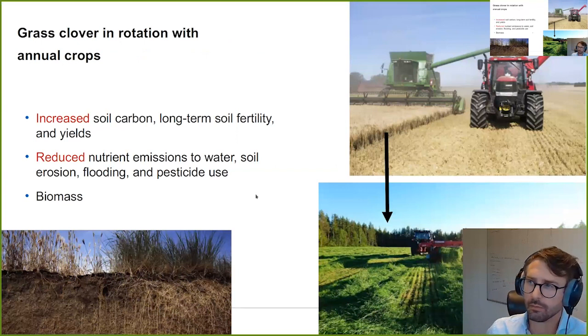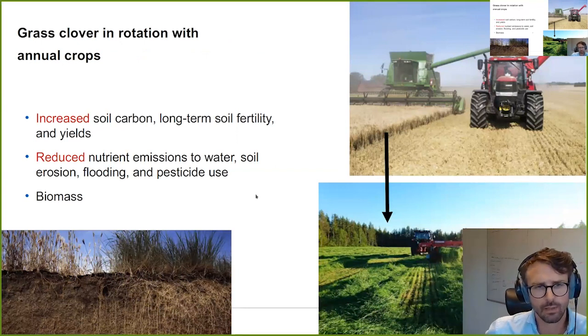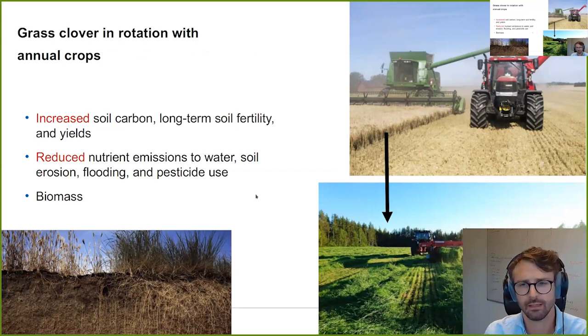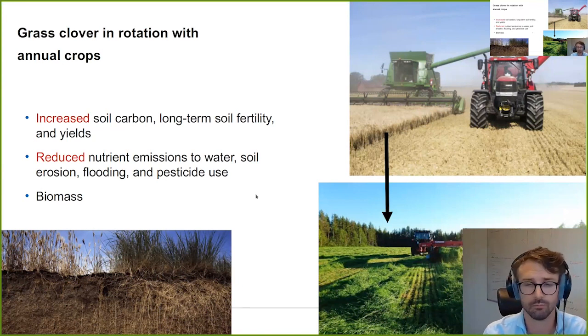One example of a multifunctional biomass production system is to include grass or grass clover in rotations with annual crops in agriculture. This is a traditional practice, and it's still used to a large extent in Northern Europe.